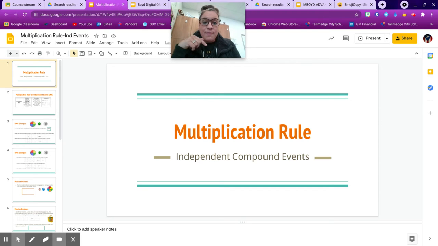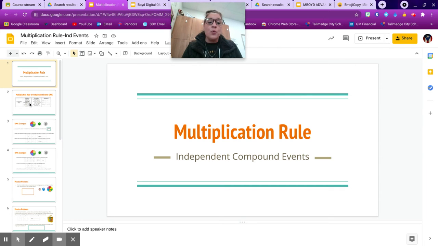Remember that independent events means that one event does not change or affect the other event. And compound events means two or more events together. So anytime you're rolling two cubes, spinning the spinner twice, rolling a number cube and spinning a spinner, those are all examples of compound events.